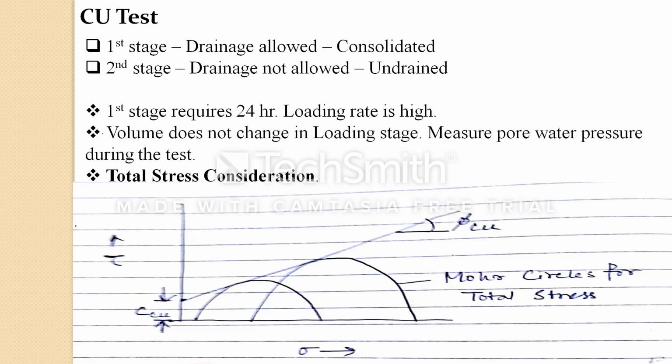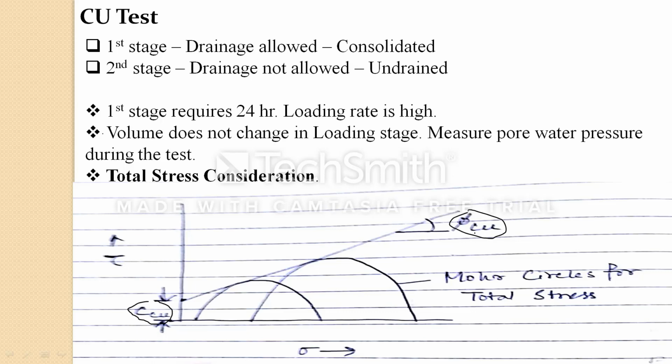So for this kind of test, the phi value we are getting is denoted as phi CU, and the cohesion value is defined as CCU, and phi CU for the consolidated undrained test. Clear? So this should be the result of any CU test. The next one is the CD test.